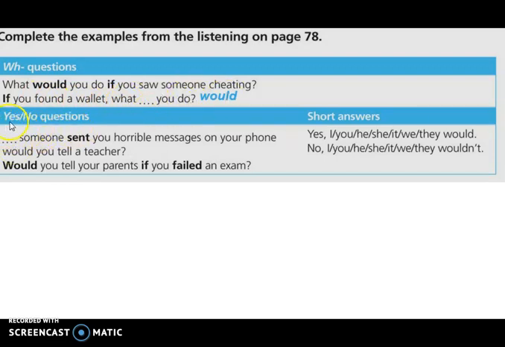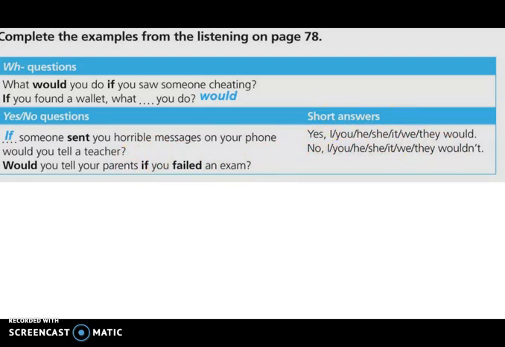Next one, yes or no questions. We can ask by would. So, if someone sent you a horrible message on your phone, would you tell a teacher? The short answer will be yes, I would, or yes, you would, yes, he would, and so on. What about the next question? Would you tell your parents if you failed an exam? The answer will be yes, I would, or no, I wouldn't.